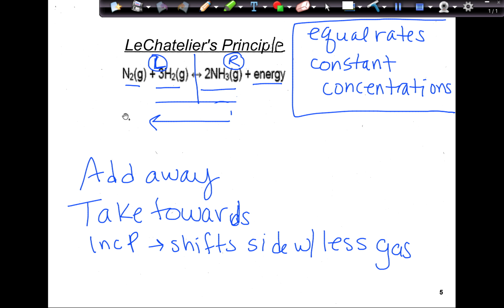We can treat heat and energy as being affected by temperature. So if I increase the temperature, I will shift away from the energy term. Increasing the temperature will shift left. Decreasing the temperature will shift right. When I increase the pressure, I count up the moles of gas on each side. On this side, I have 1 plus 3, so I have 4 gas on the left. I only have 2 gas on the right, so increasing pressure will shift to the right because that's the side with less gas.